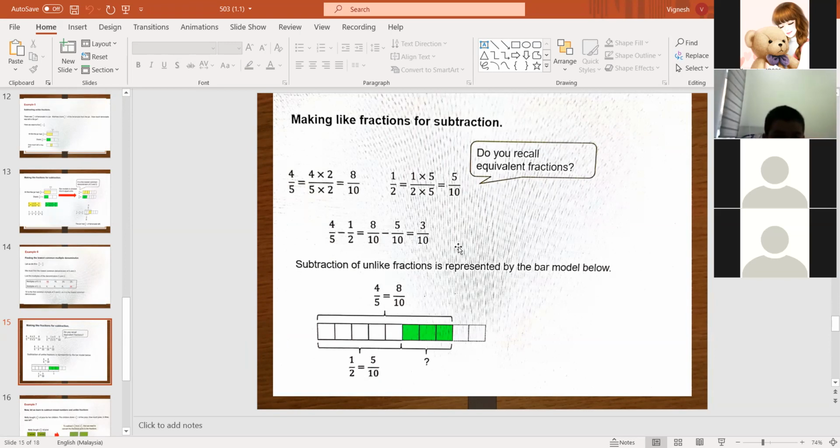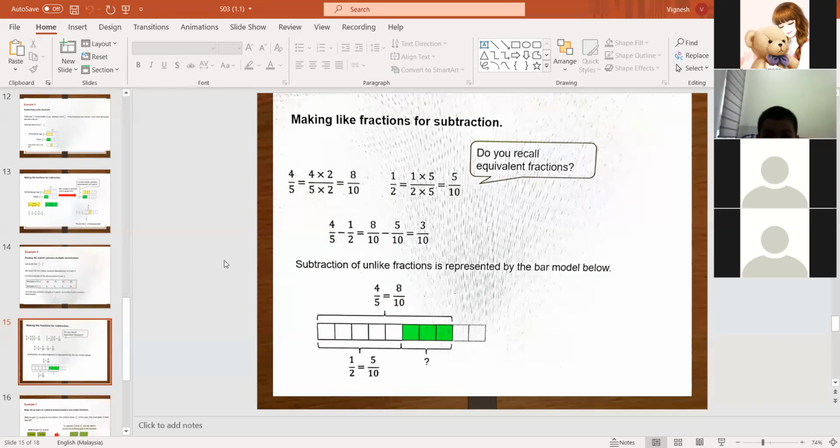3/10. Very good. So the balance is 3. That means only 3 parts should be shaded for the bar model. Understand or not, class? Because if the question didn't ask about the bar model, don't waste your time.